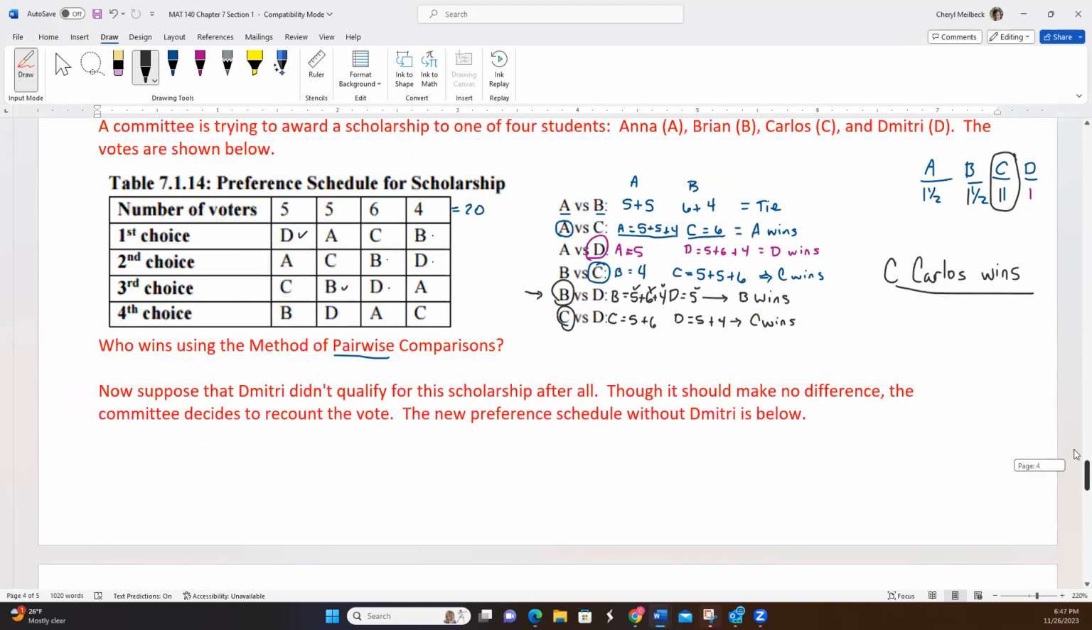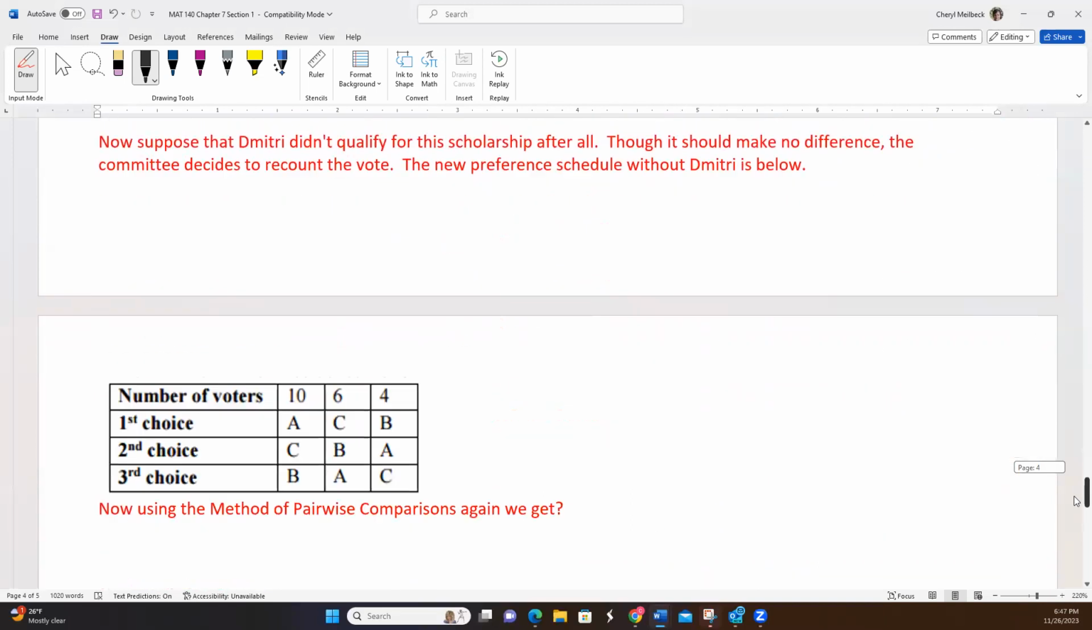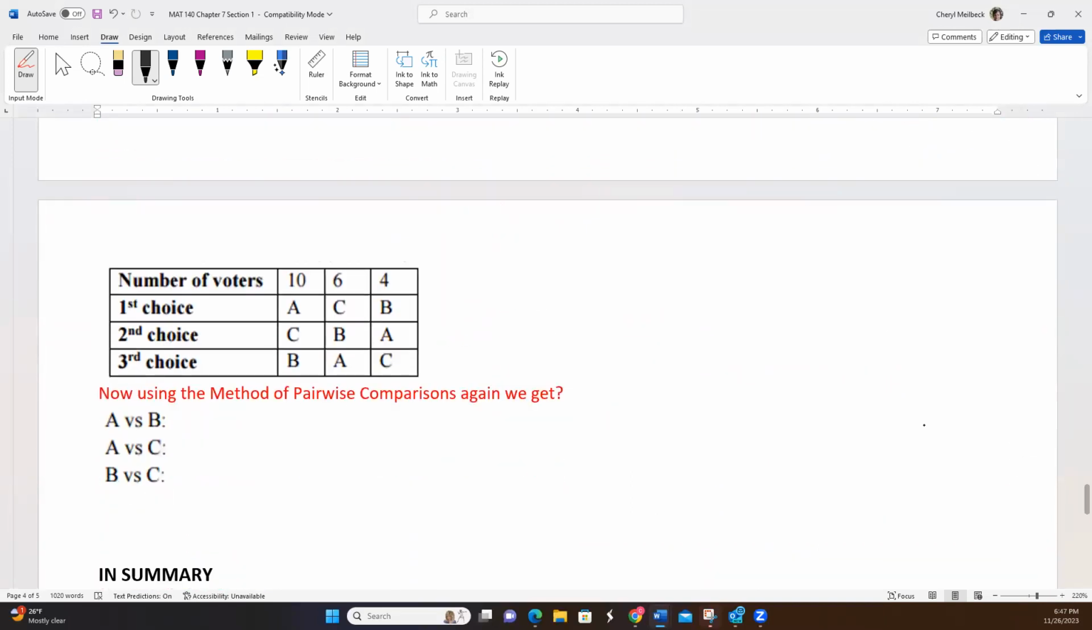If you eliminate Dimitri here, here, here, and here, then this column, A, C, B, and that column get combined together, so that'll be the 10 that we see down here. And the other 2 columns, everybody just slides up. Now, since there are only 3 people to do the pairwise comparisons, we do it again. So let's do it again, and let's see what you come up with.